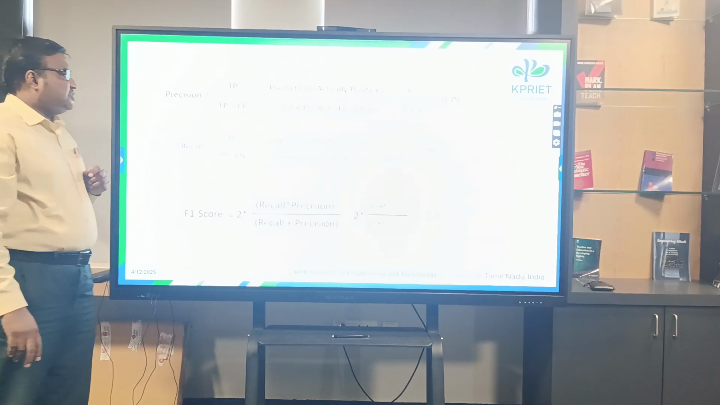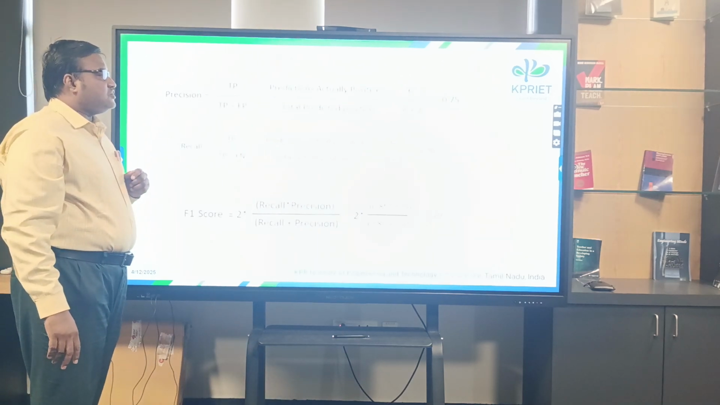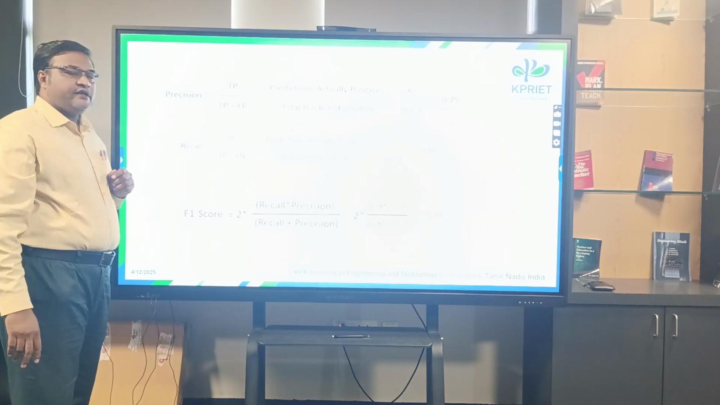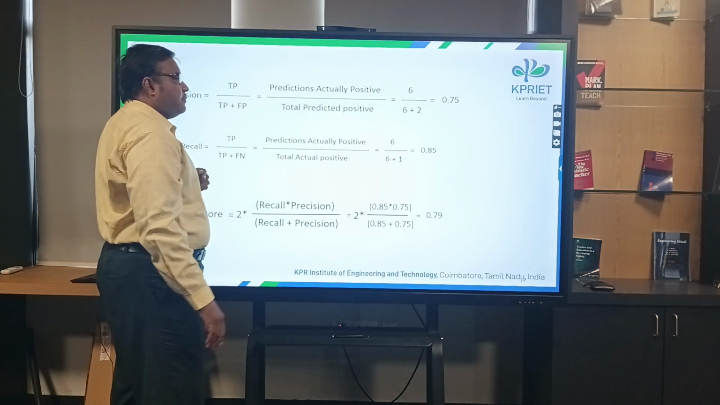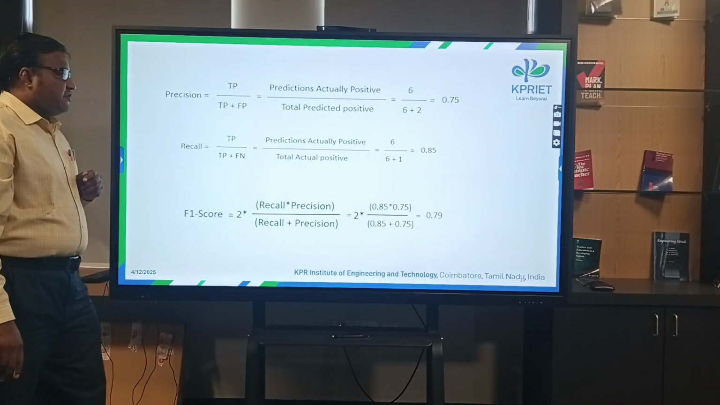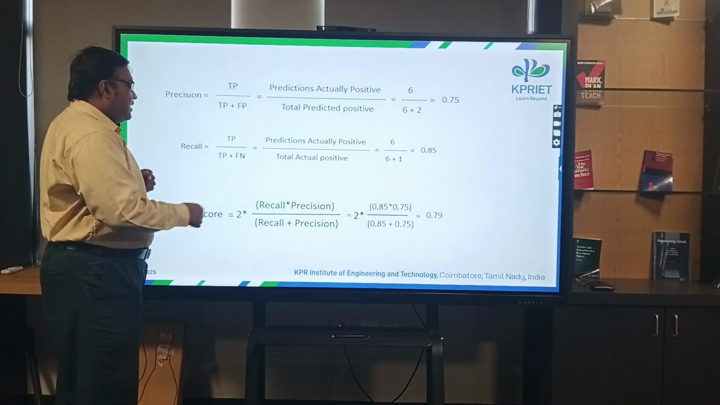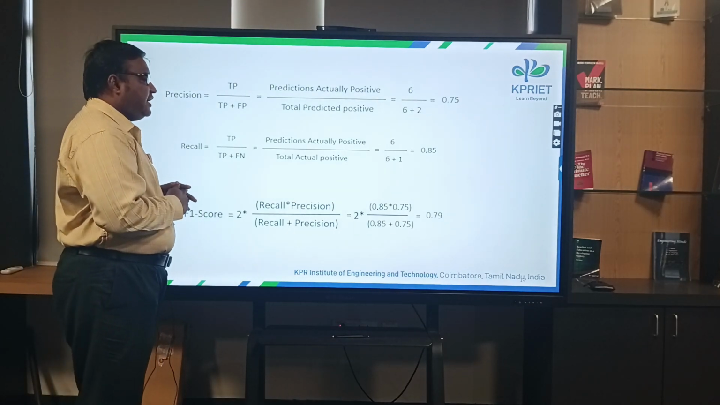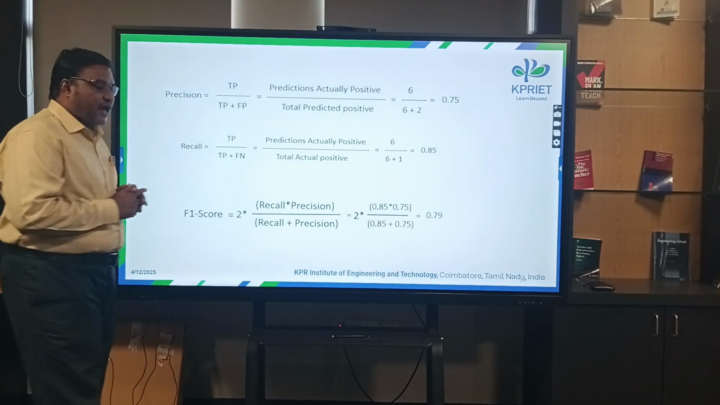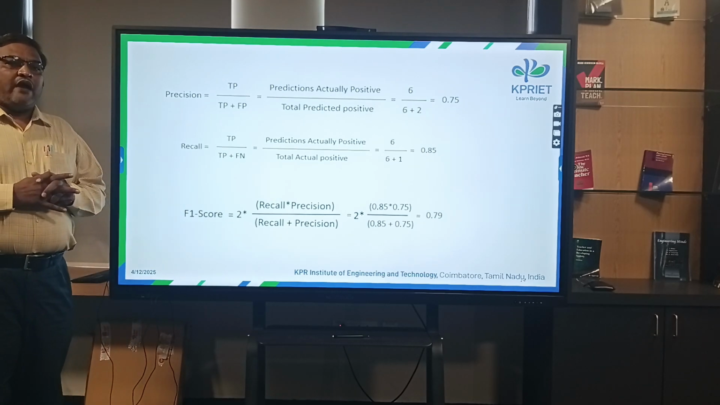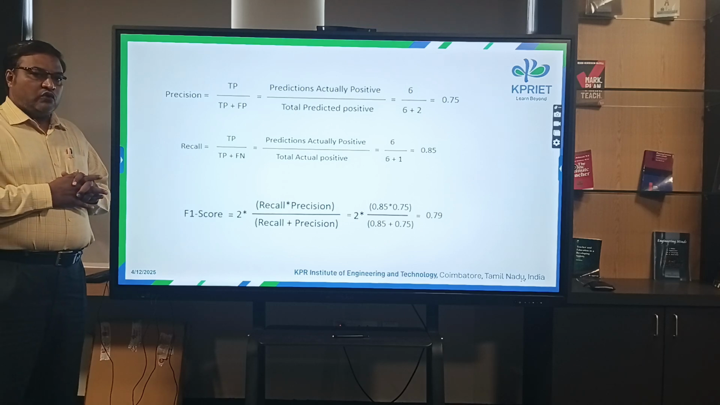Similarly, for precision, that is true positive, actual positive values divided by total predicted positive. From the values given, we are getting the precision as 75%. Similarly, recall will also be 85%, and the F1 score we are getting is 79%. So we can improve the model by seeing this confusion matrix. Thank you.